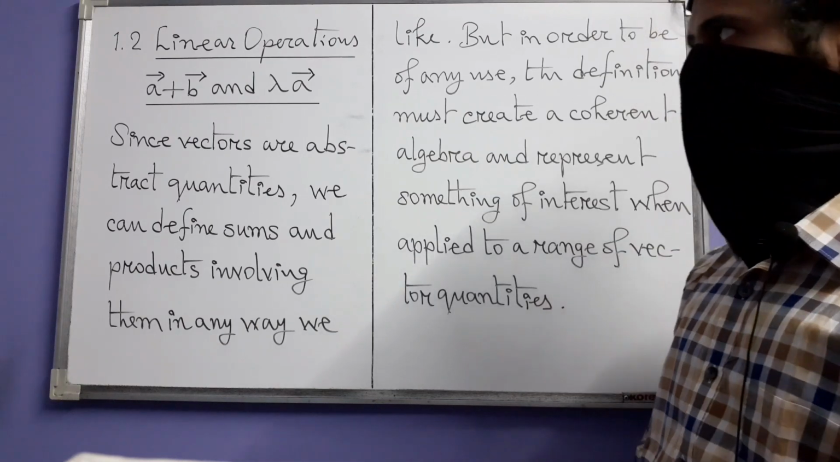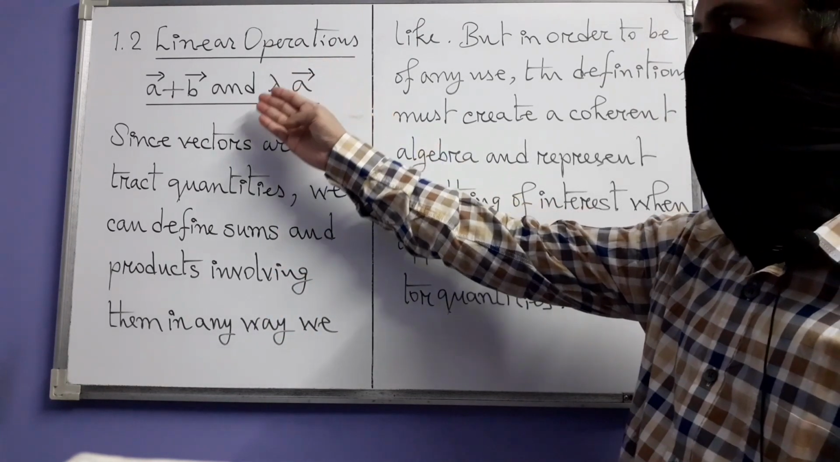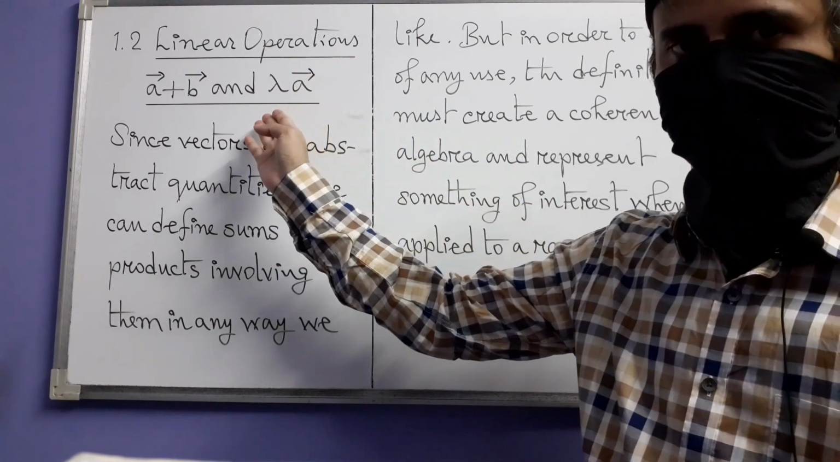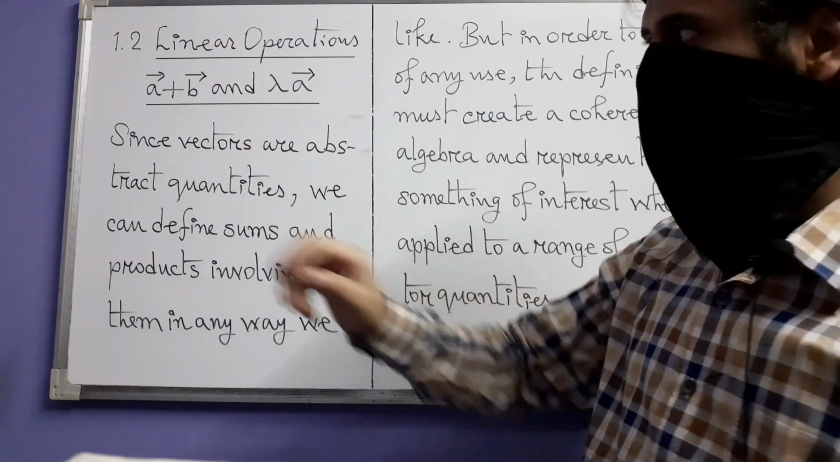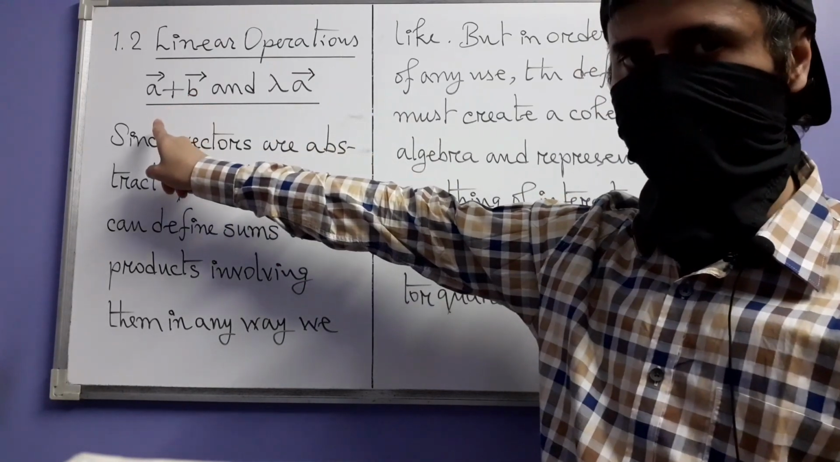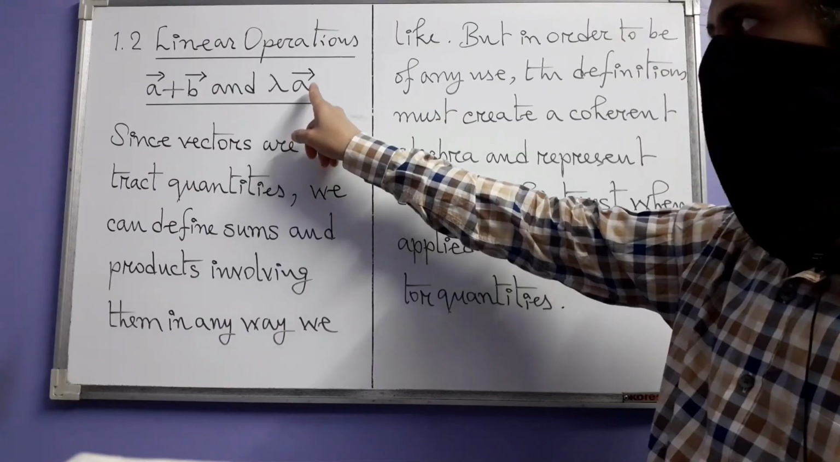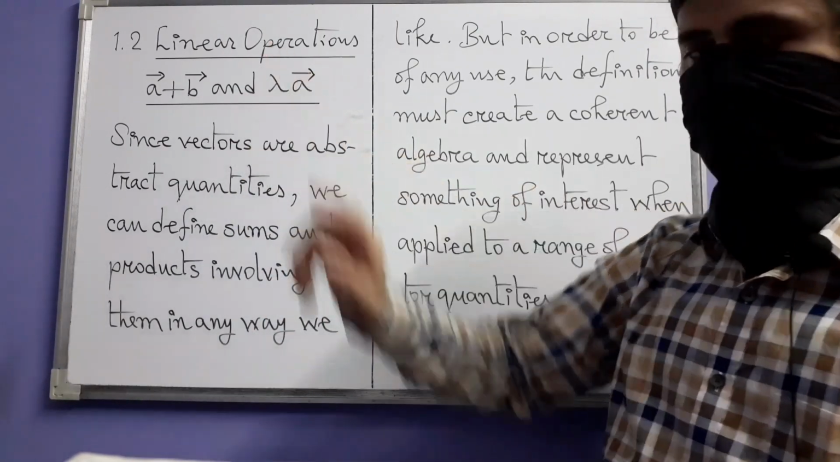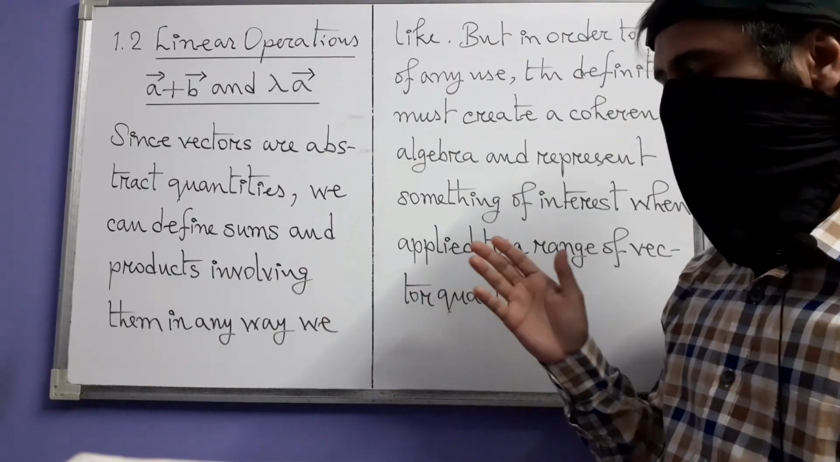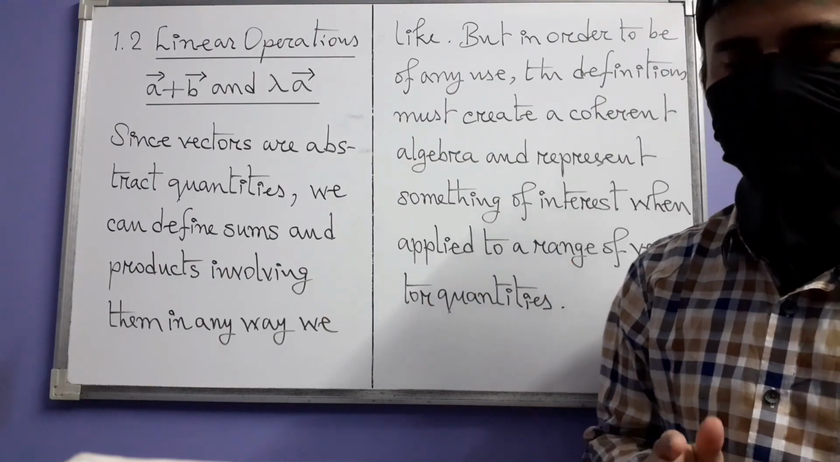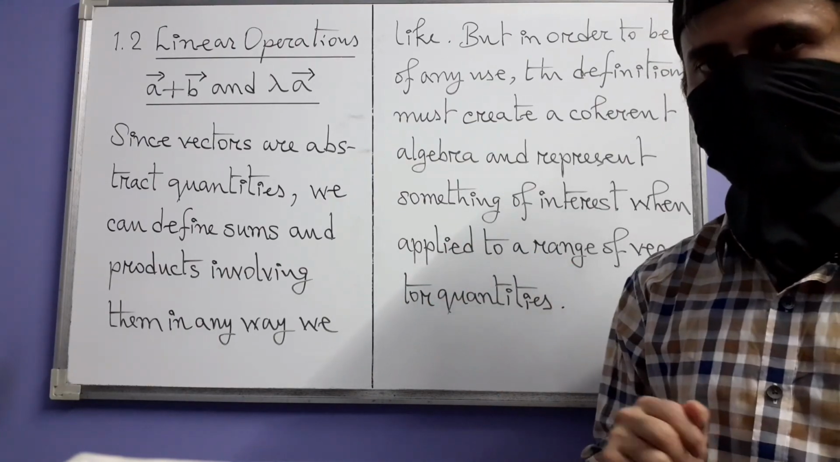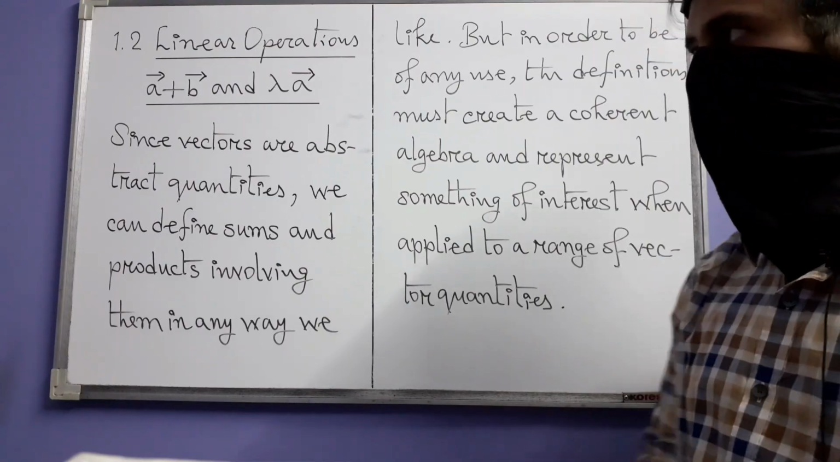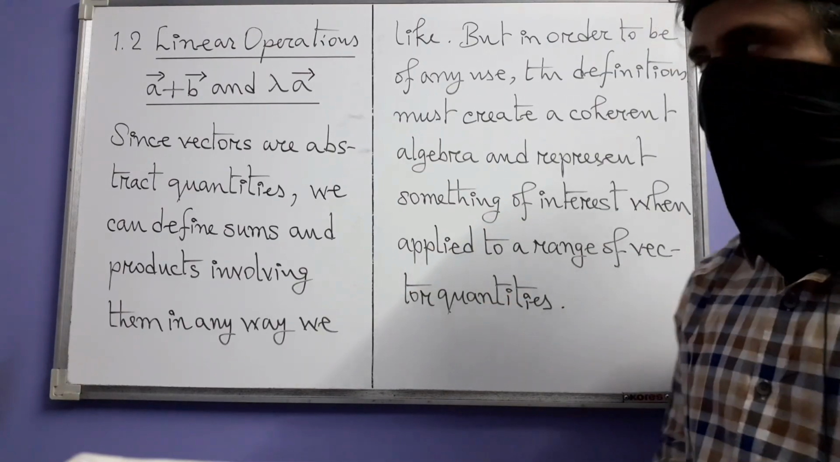So today we are going to define linear operations, which are these two operations on vectors. This one is the addition of two vectors and this one is the scalar multiplication, where you multiply a vector by a scalar. Now before we see the actual definitions though, there is a small discussion that the author has. So let's see what he has to say here.